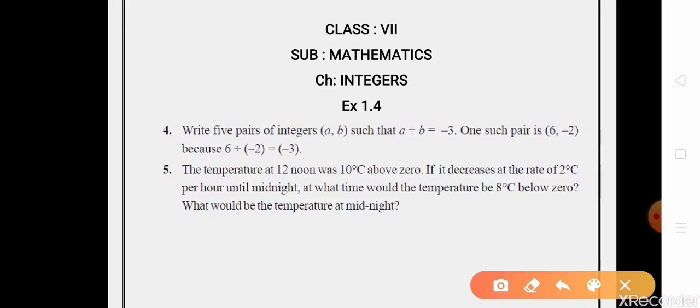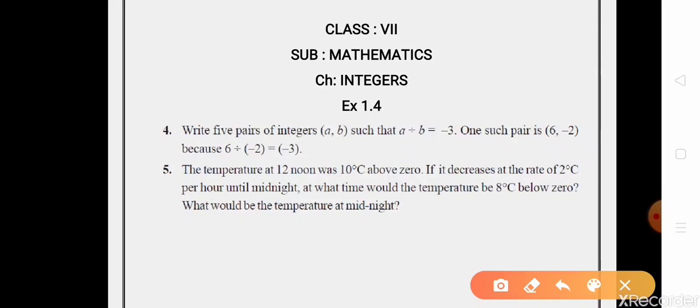The temperature at 12 noon, that is 12 p.m., was 10 degrees Celsius above 0. If it decreases at the rate of 2 degrees Celsius per hour until midnight, that is 12 a.m., 12 o'clock in the night, at what time would the temperature be 8 degrees Celsius below 0? What would be the temperature at midnight?